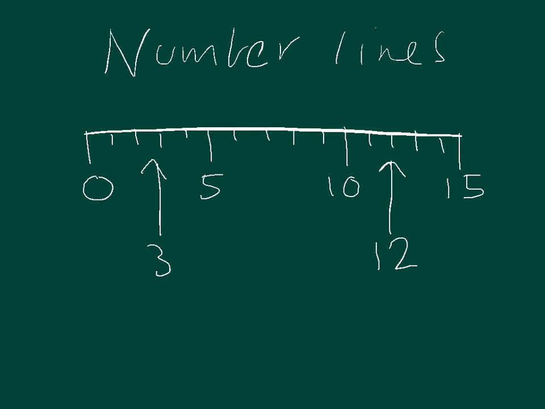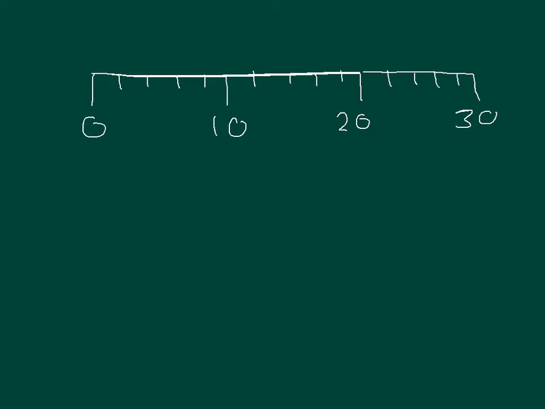We'll move to something a little bit more difficult now. So on this number line, we're going up from 0 to 10 to 20 to 30, and we've got 1, 2, 3, 4, 5 divisions between 0 and 10. So we need to take the 10 and divide it by 5 to find out what each division comes to. Now 10 divided by 5 is 2.